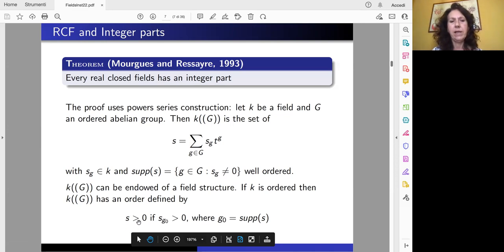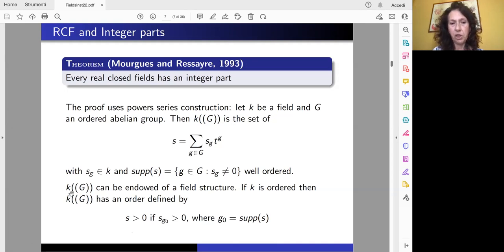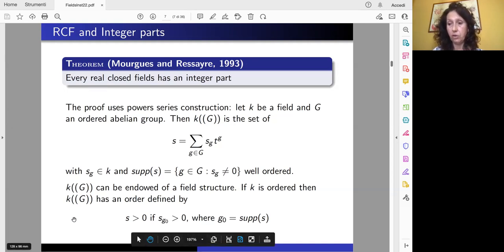where S is considered greater than 0 if s_{g0} is greater than 0 in K, where g0 is the minimum of the support. So if K is real closed, and G is a divisible ordered abelian group, then this is also a real closed field.